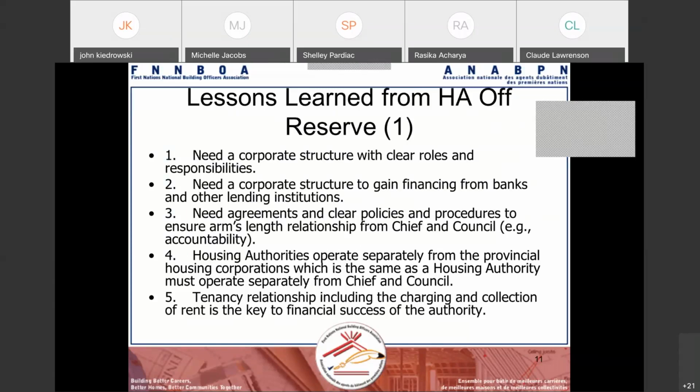Fifth, tenancy relationships, including the charging and collection of rent, are the key to the financial success of any authority. We know throughout the years that many of the First Nation communities that go into third-party receivership, under third-party review, we know from our research that that's really a lot to do with bad housing decisions. And so a housing authority has to sustain itself. It has to be responsible for collecting enough funds to offset the mortgage cost. Next, please.